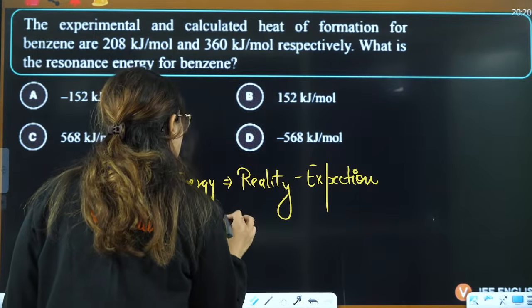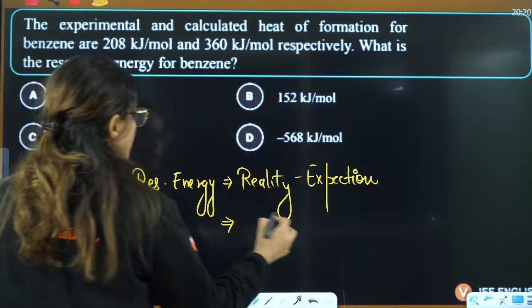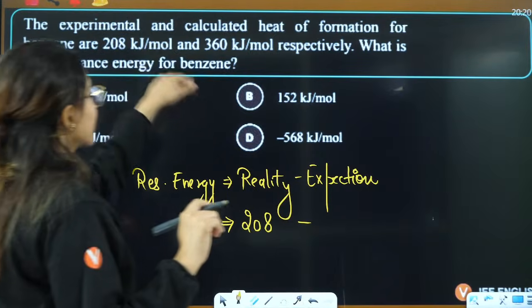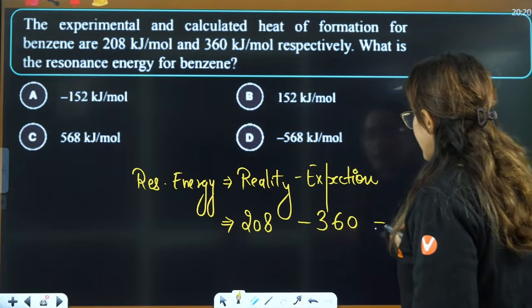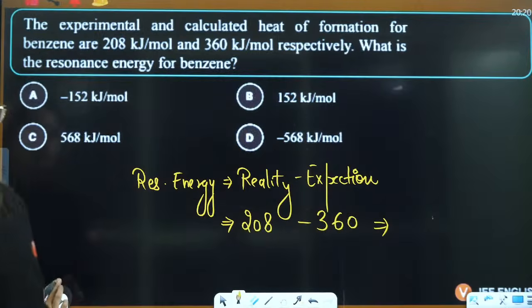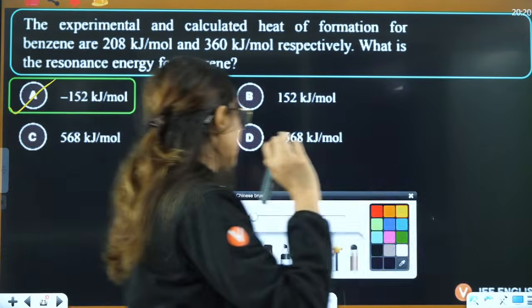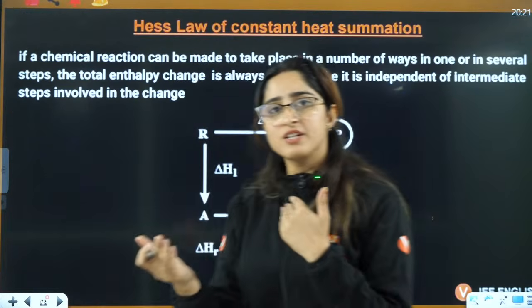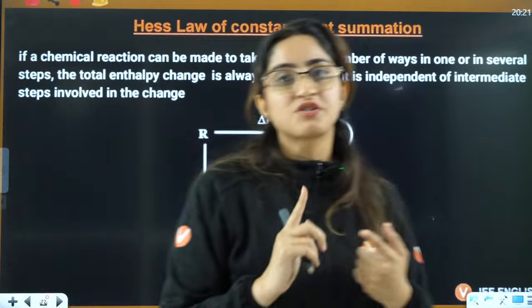Reality will be the one that is given in the question. The experimental value is given to be 20. Experimental means which is real, what you have experimented. Calculated is what you expect after calculation, that is 360, right? And that is going to be your answer here. Solve this and you will get your answer. Minus 5152 is the correct answer here. That's how you answer. That's how resonance energy is related to formation and combustion.